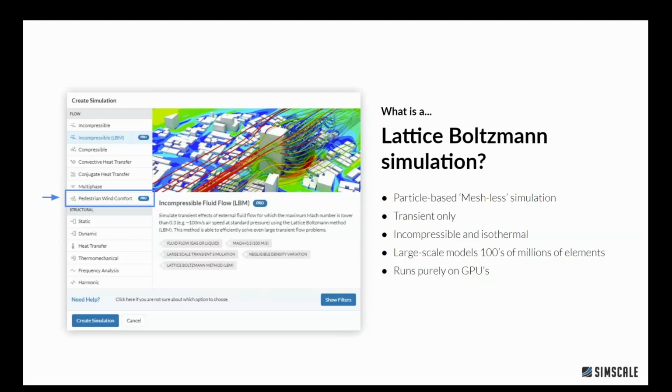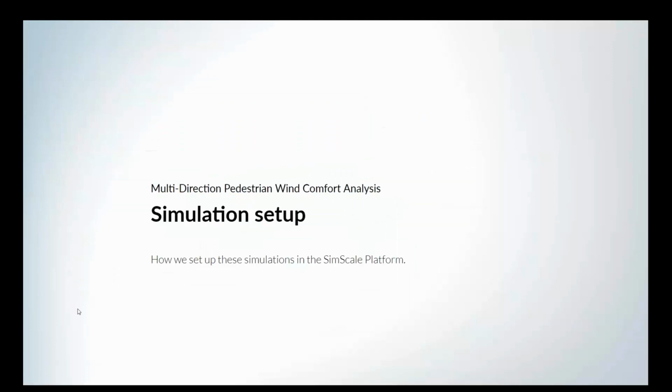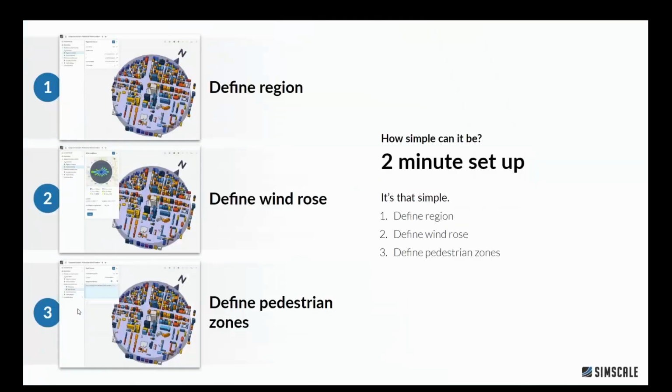You'll see the interface is similar to what some of you have seen before, but we've taken out anything that is not needed, and it focuses on the things you need to run wind comfort. Now I'd like to walk through the simulation setup. There are three steps. In a second, Richard is going to take over, but first a quick explanation. The first thing is to define the region that we're interested in. The second is to define the wind roses. We need to tell SimScale what direction the wind comes from and how strong it is.